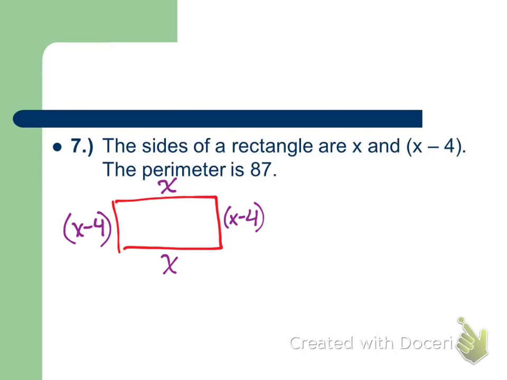Again, they tell us the perimeter. Perimeter means we add up all the sides. So this time we've got 4 sides. X plus x minus 4 plus x minus 4 equals 87. The perimeter is 87. I dropped my parentheses just because that makes it easier for me to combine like terms.